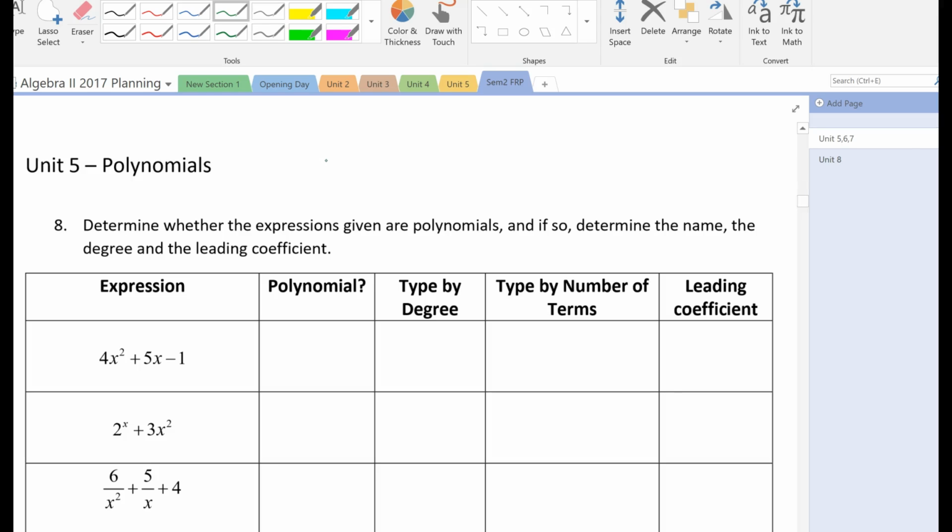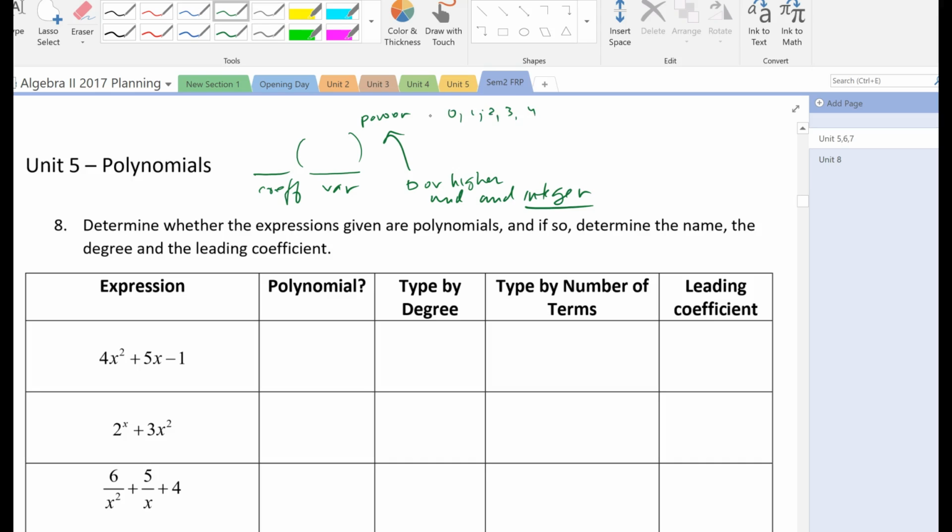Well, every term has to have a coefficient, a variable, and then a power, and that power has to be 0 or higher and an integer. So, it could be 0, 1, 2, 3, 4. So every term has to have this form, and then you can add as many together as you'd like. And that's how you decide whether you actually have a polynomial.